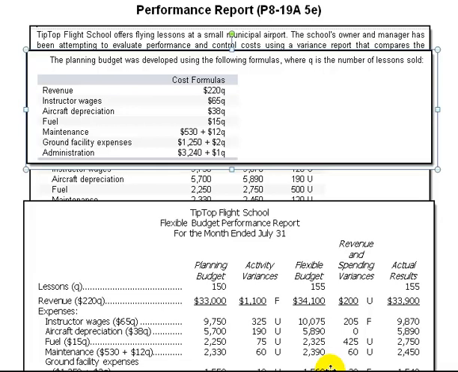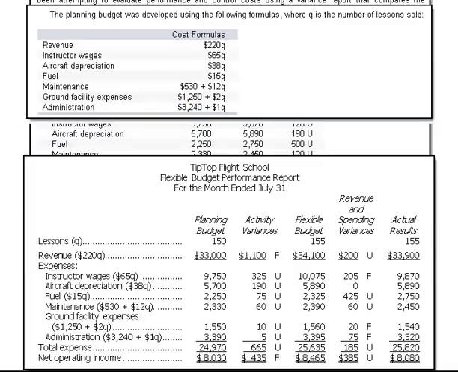That's how we could calculate that middle ground for maintenance and for ground facilities. It's $1,250 plus $2 per lesson, and of course we do the same thing for the administrative expenses. Once we jot in those numbers, we're able to plug in what it would be for a flexible column. These numbers are given to us. We use the formula to jot in a flexible budget, and then we compare the flexible budget to the planning budget to determine the activity variance. We also compare the flexible budget to the actual results to determine our revenue or spending variances. And that's essentially how you work this problem, everyone.